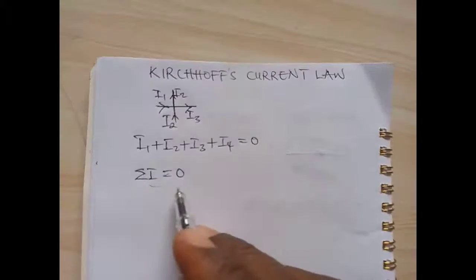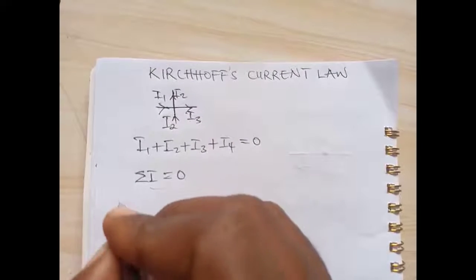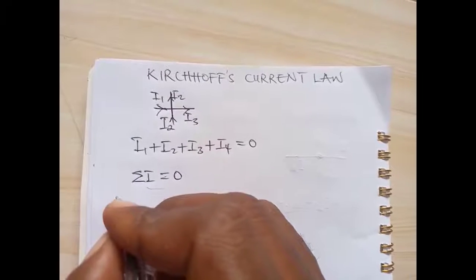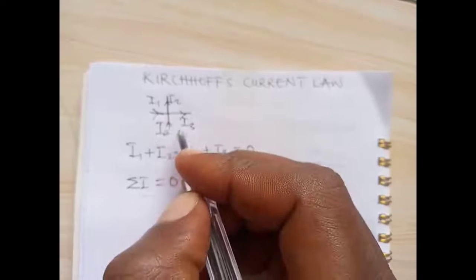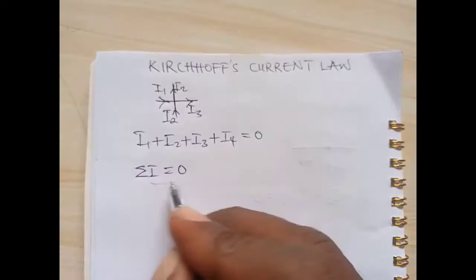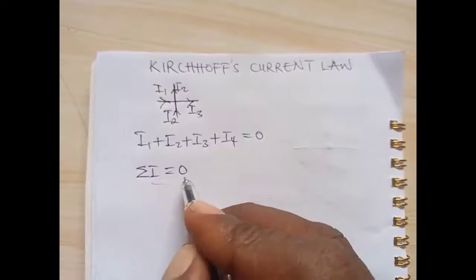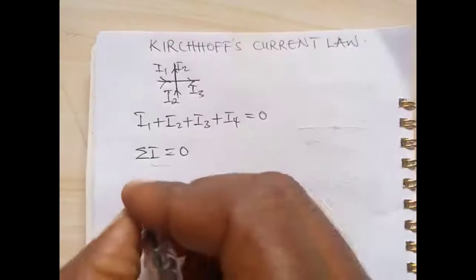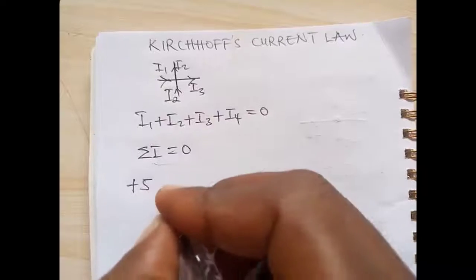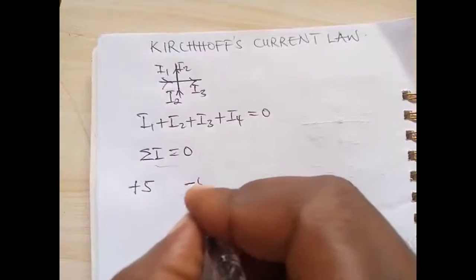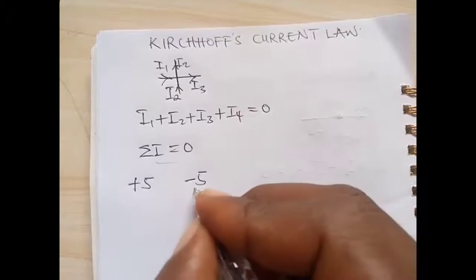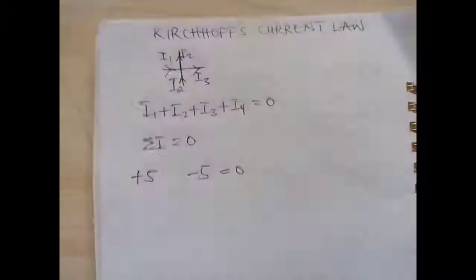Why will it be equal to 0? Assuming we assign a positive value for the current entering the junction and a negative value for the current leaving the junction, since both will be equal, they will cancel each other out. For example, if 5 is going in, we call it positive 5, and then negative 5 is going out. So positive 5 minus 5 equals 0.